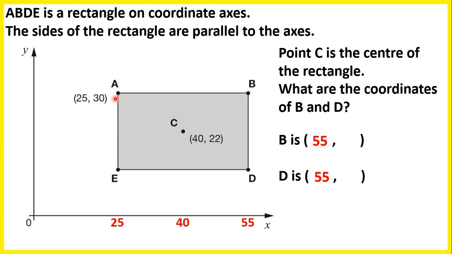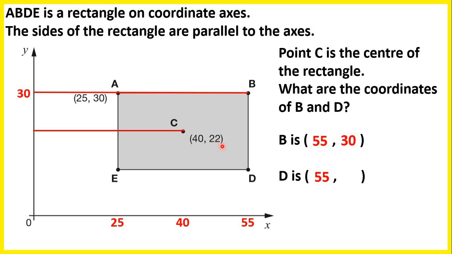And now to find the y-coordinate, we can see that at point A, the y-coordinate is 30, because that's the second number in the coordinates for point A, and point B is in line with point A, so that will have a y-coordinate of 30 as well.